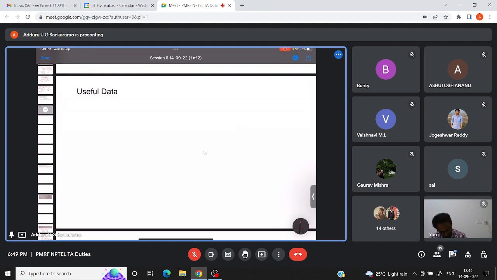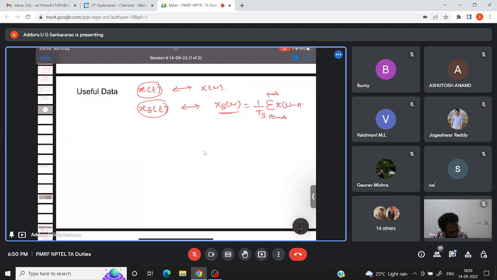Suppose we have signal x of t, and its Fourier transform is X of omega. The sampled version of the signal is x delta of t, and its Fourier transform is X delta of omega. How to get the sampled version of the signal? The signal multiplied by a train of impulses gives the sampled version. So X delta of omega is equal to 1 by Ts, sigma n equal to minus infinity to infinity, X of omega minus n omega s. This we have covered and derived also. This is the Fourier transform of the sampled version of the signal.